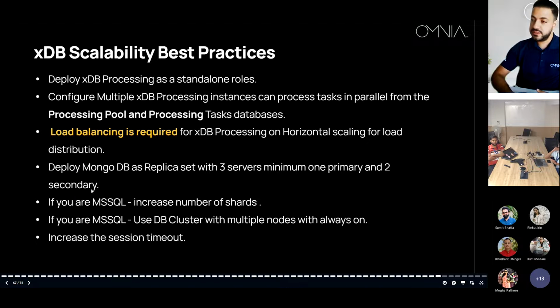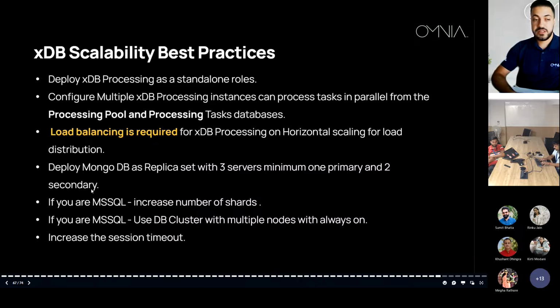So what are the best practices? I know there is a lot, but for me, these are the most important ones. First one is deploying XDB processing as standalone, as a separate role. The second one is deploy multiple XDB processing instances and put them behind the load balancer so they can process tasks in parallel from the processing pool and the processing task database. Since we have a processing task database, all of these nodes can take a task and pick it up and process at the same time. As I said, load balancing is required for these nodes.